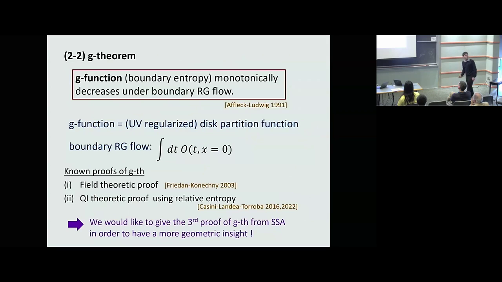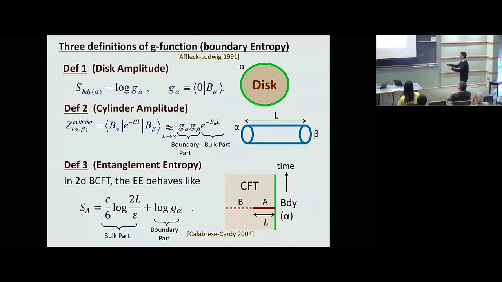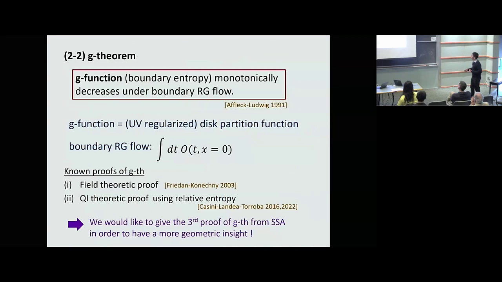Okay, so now we go to the g-theorem. So far we assume the boundary preserves conformal invariance, but now let's put some relevant perturbation localized on the boundary, so then we have a boundary RG flow. And in that case, Affleck and Ludwig claim that there is a g-theorem. So it's like a c-function. There is a g function, which is actually identified as this boundary entropy. It's monotonically decreasing under boundary RG flow.